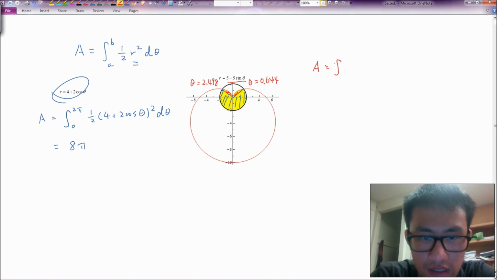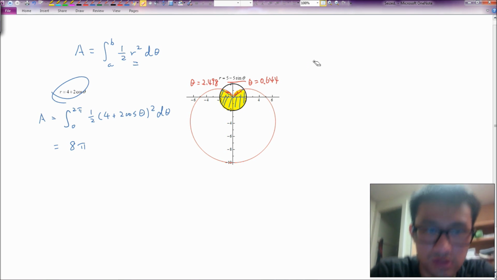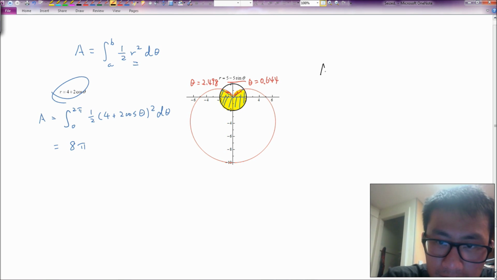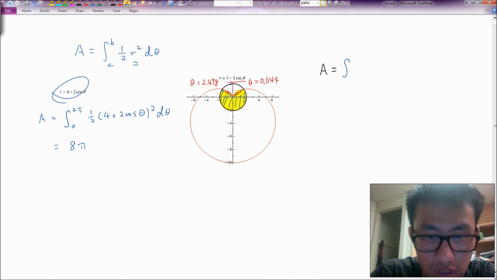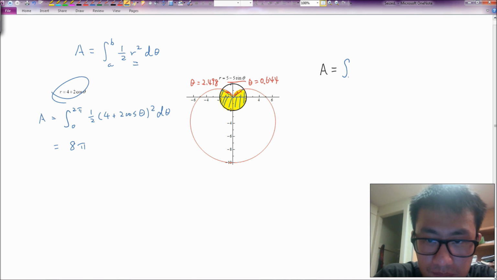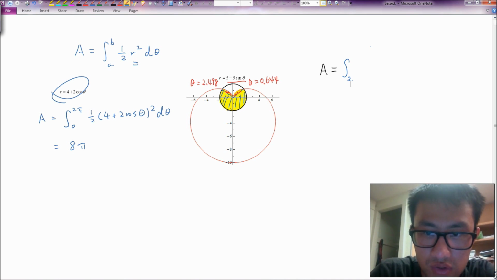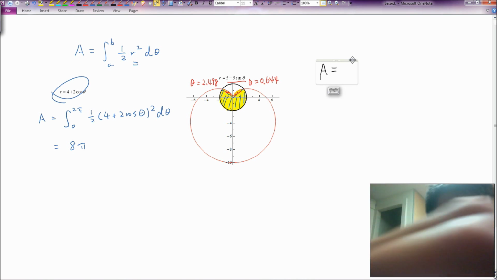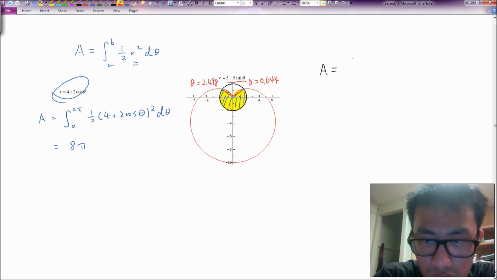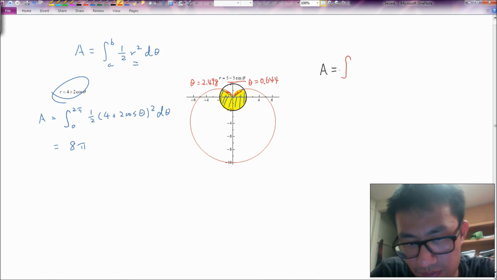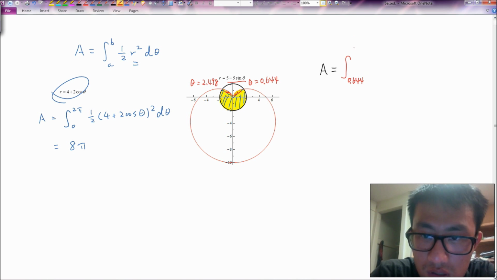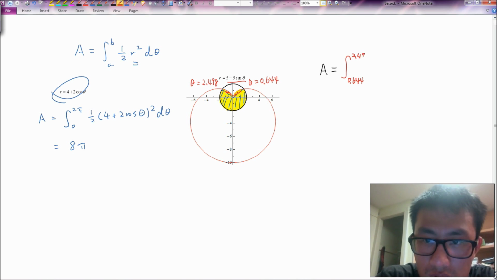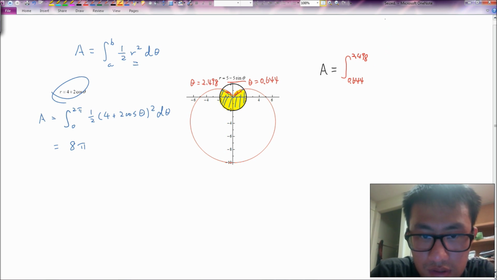Let's find out the blue part first. Total area equals the blue part, which is the circle that goes from here to here. Alright, let's do the red part first. Sorry, don't get confused by this. Let's do it from small to big. So from 0.644 to 2.498, and then we put this equation into it.